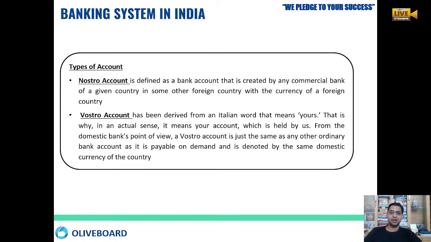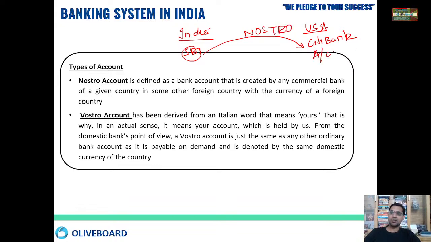Nostro is defined as a bank account that is created by any commercial bank of a given country in some other foreign country, with the currency of the foreign country. Now, for example, in India we have SBI and in USA we have Citibank. Now SBI has created a Nostro account. So here there will be an account number, like 123, that will be the account of SBI with Citibank. So that is called Nostro account.